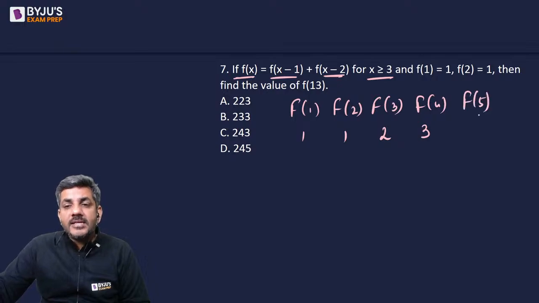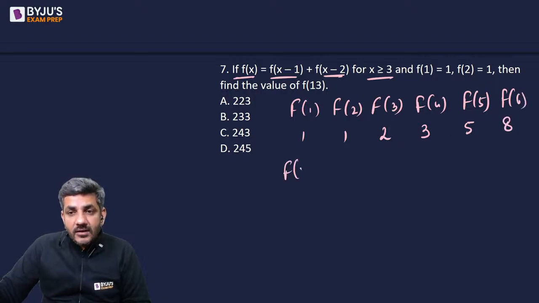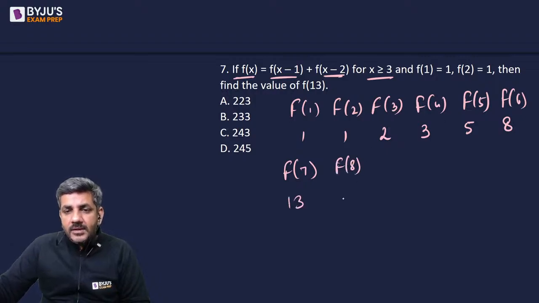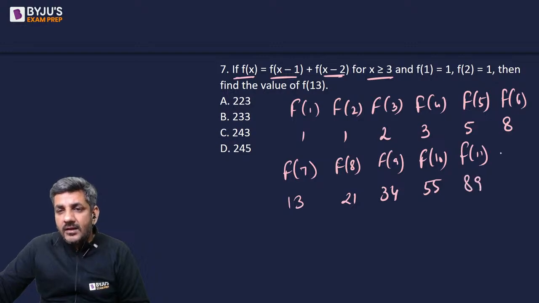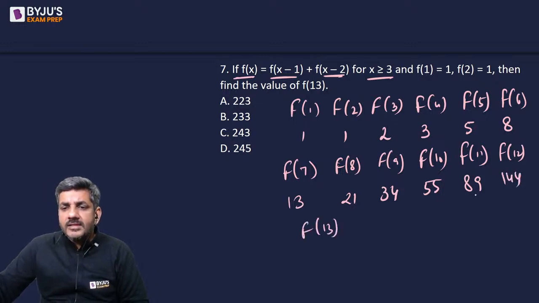It is like a Fibonacci sequence. F of 5 would be 2 plus 3, 5. F of 6 would be 5 plus 3 that is equal to 8. F of 7 would be 5 plus 8, 13. F of 8 is 13 plus 8, 21. F of 9 is 13 plus 21, 34. F of 10 is 34 plus 21, 55. F of 11 is 55 plus 34, that is 89. F of 12 is 89 plus 55, that is equal to 144. And F of 13 is 89 plus 144, which is 233.